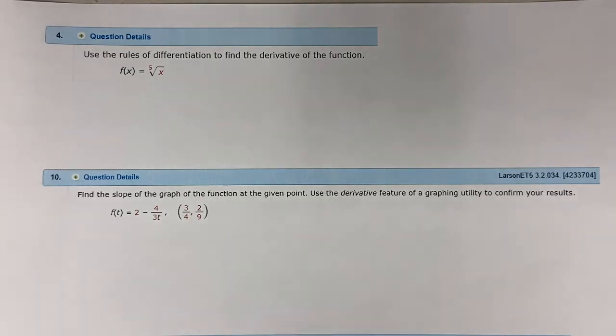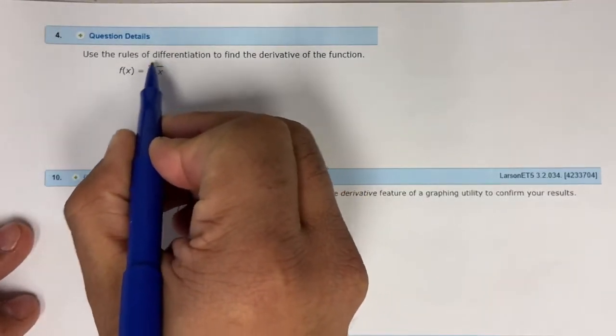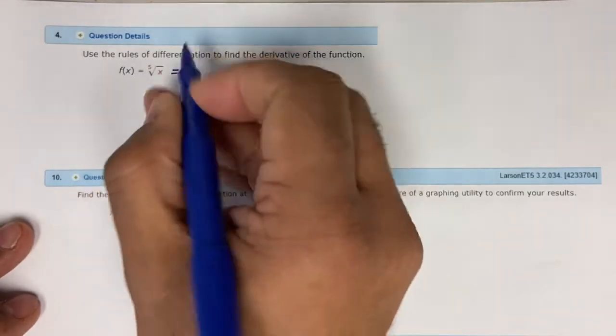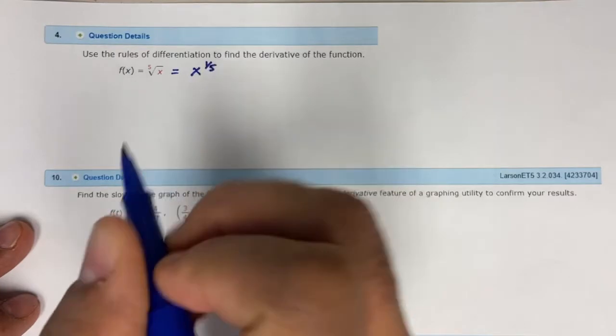But now we have all these nice shortcuts. So I just want to show you a few problems from section 3.2. This is number 4. The key to number 4 is you can rewrite this function, right? I've got the 5th root of x. I can rewrite that as x to the 1/5. And then just use the power rule, right?